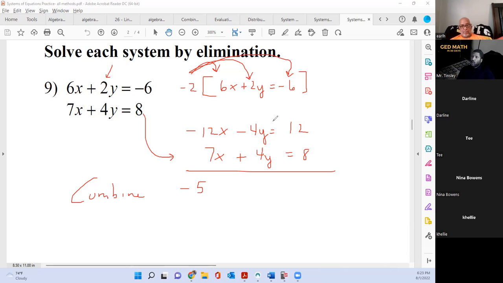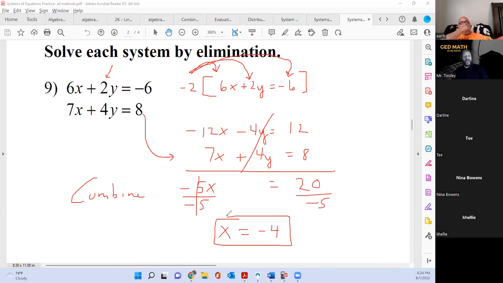So -5x. What happens to the two 4y's? They cancel each other out. We bring down an equal. And what's 12 plus 8? 20. In order to get x by itself, we need to divide both sides by what? -5. The two -5's cancel. We get x equal -4, because a positive and a negative make it negative. 20 divided by 5 is 4.